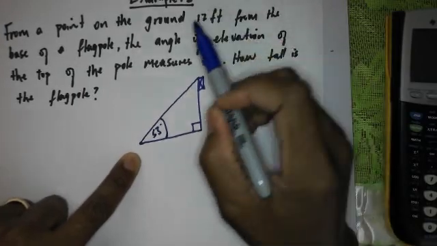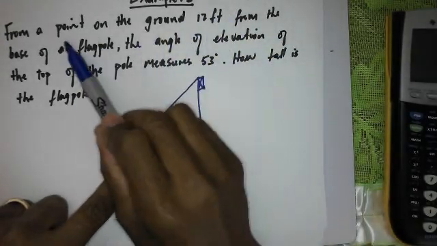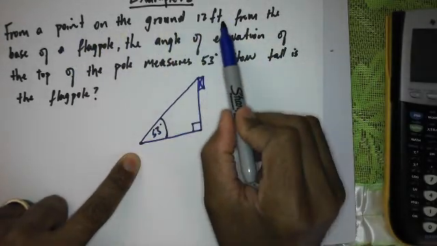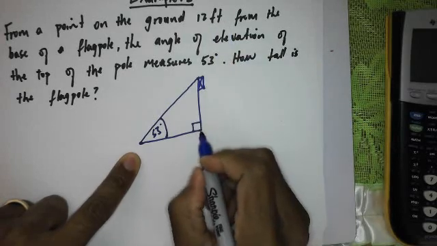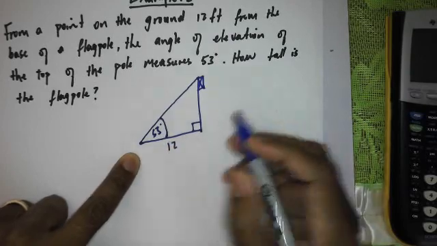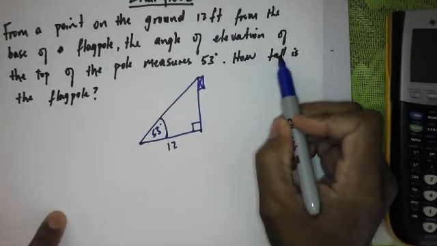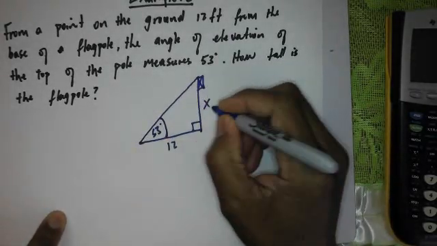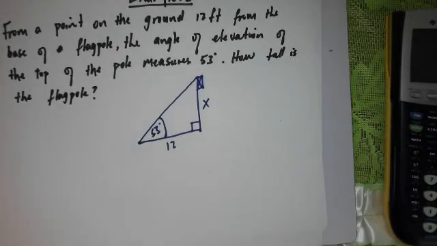And they told us from a point on the ground 12 feet from the base of the flagpole. So here's the base of the flagpole, here's the point on the ground, so this part is 12. And now they're asking us how tall is the flagpole. This part here they're asking us to find. So that's your diagram. Having gotten your diagram, the next move is to label your diagram.